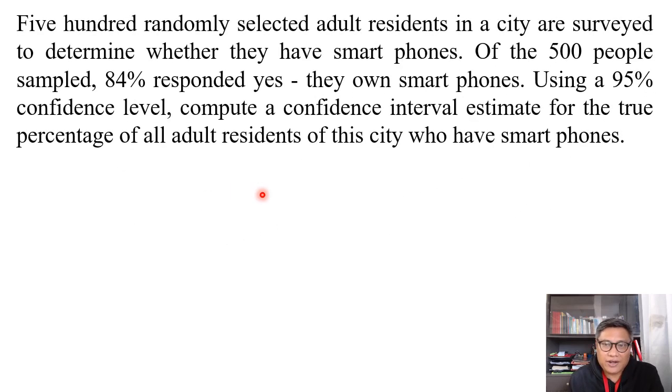So we have here the first example. 500 randomly selected adult residents in a city are surveyed to determine whether they have smartphones. So we are looking at the adult residents. When we say adult residents, class, if you are basing it on the legal age, it could be 18 and above.